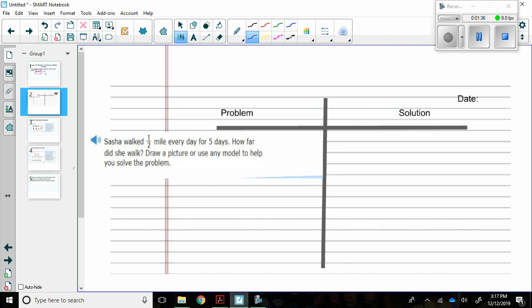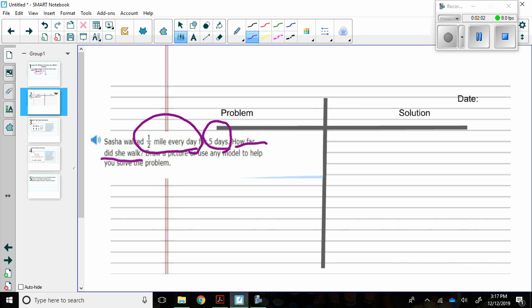So we want to make sure we circle our key numbers that we're going to be looking at. Sasha walked 1/2 mile every day, so I'm going to circle that whole thing. Sasha walked 1/2 mile every day. And I'm going to circle for 5 days. I'm going to underline my question: How far did she walk? And now I'm going to box some key words.